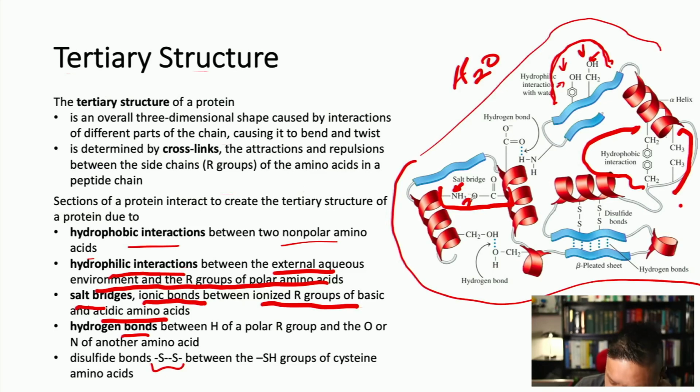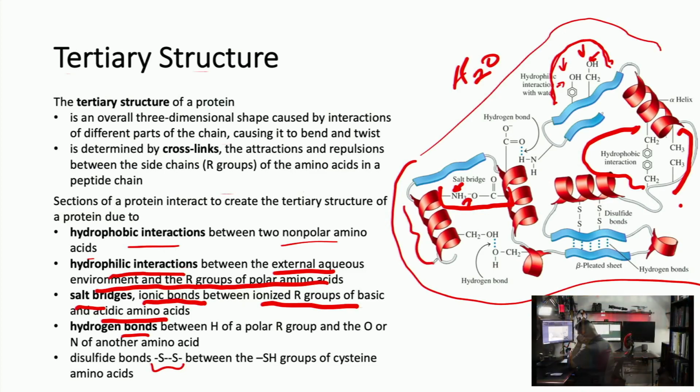And then we have hydrogen bonding. There's hydrogen bonding all throughout this molecule, right? There's a bunch of hydrogen bonds happening in the alpha helix there, and a bunch of hydrogen bonding in the beta pleated sheet there. But it does point out one specific hydrogen bond right here between these two serines of two separate helices. That's hydrogen bonding.